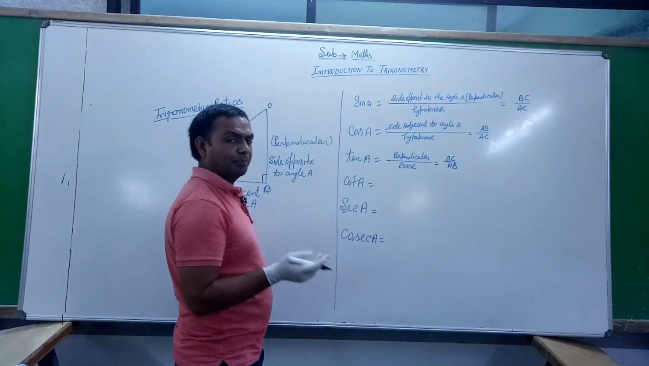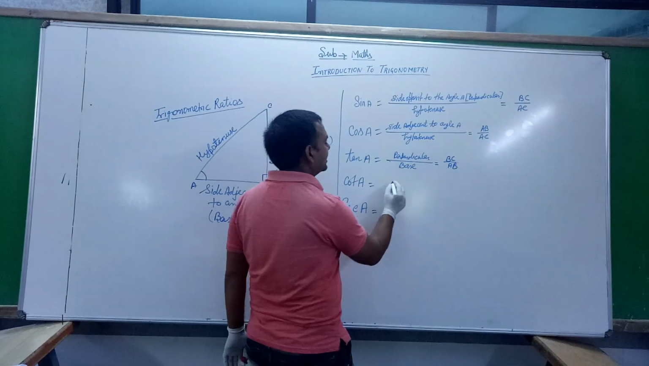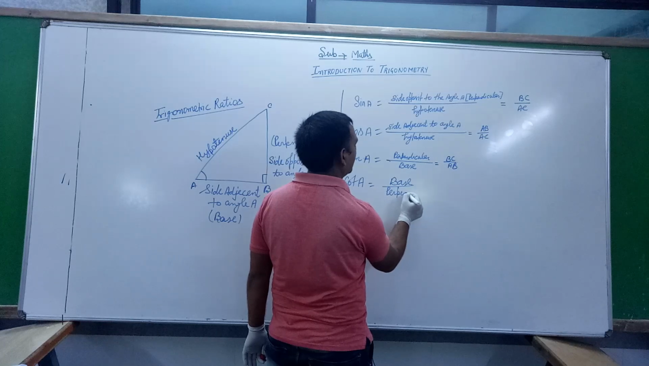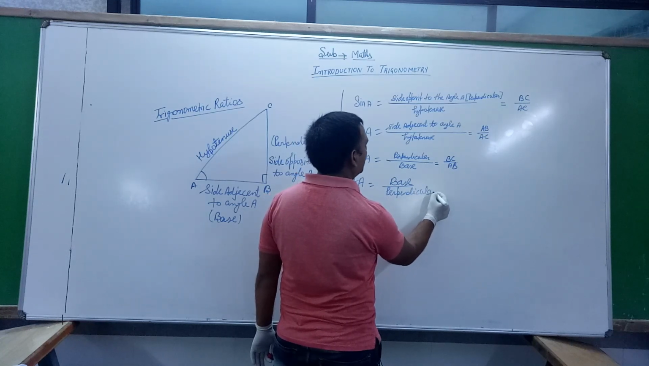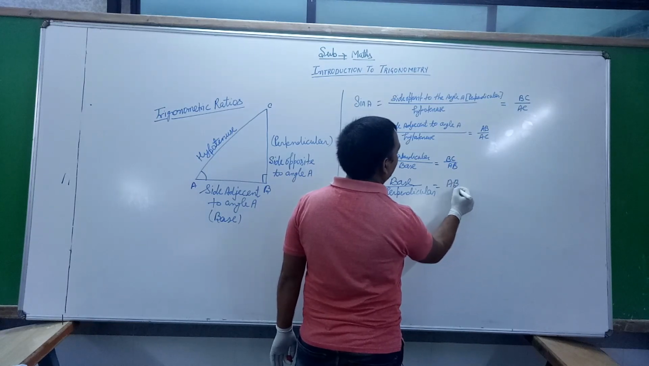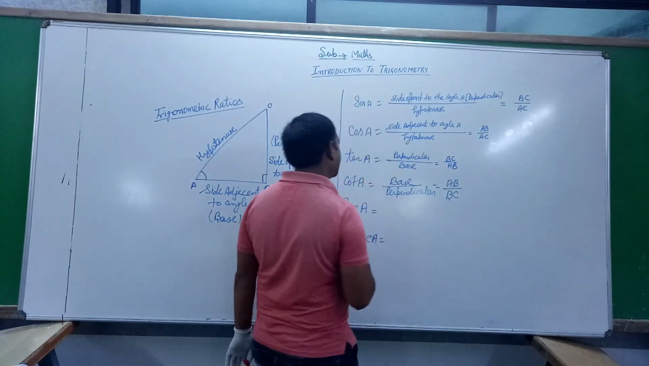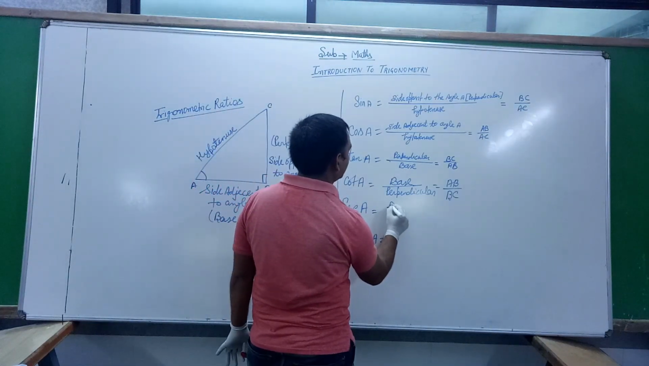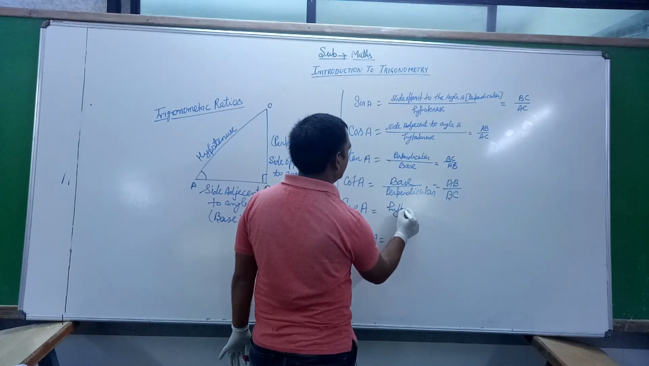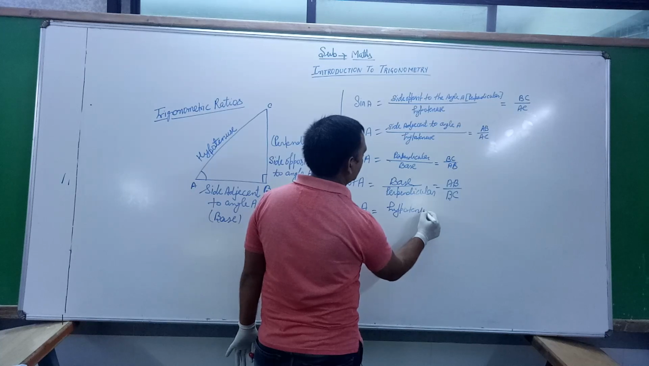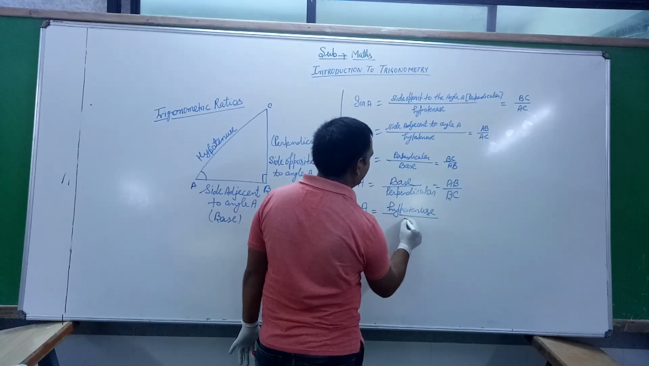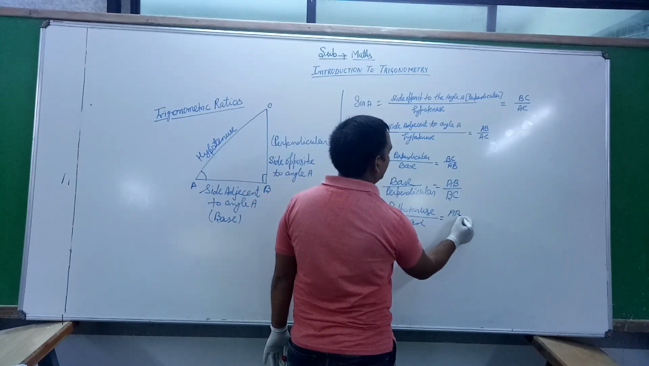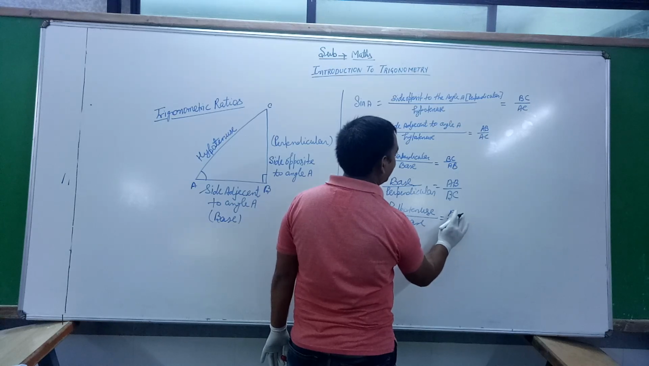Next, cot is the opposite of tan, so this is equal to base upon perpendicular, which is equal to AB upon BC. Then sec A is the opposite of cos A. Opposite of cos A means hypotenuse upon base, that is hypotenuse AC and base AB, so AC upon AB.